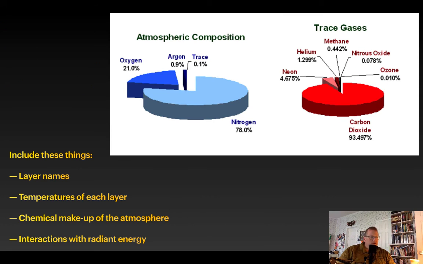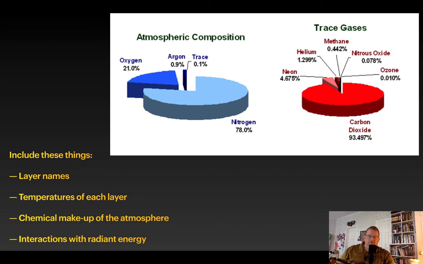Now, we talked about the chemical makeup of the atmosphere. This is where it gets important. So the atmosphere is made up of, and remember, where is most of the atmosphere located? In the troposphere. Nitrogen is the most abundant element in the atmosphere.